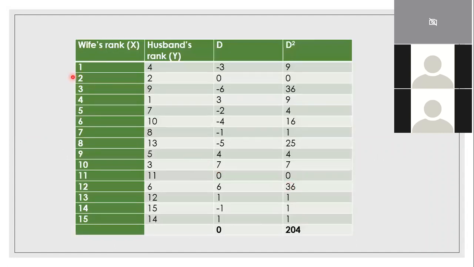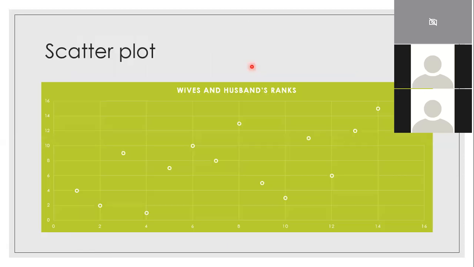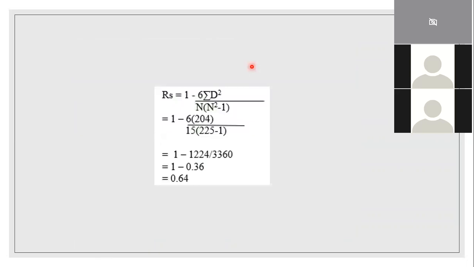So you have the wife's rank, and then you have the husband's rank. Now let me go to the formula before I talk about the rest of that table. So to calculate this Spearman's rho, it's 1 minus 6 times the sum of these squared. Sorry, yes, that's a minus sign.